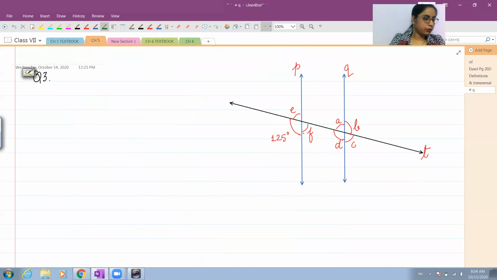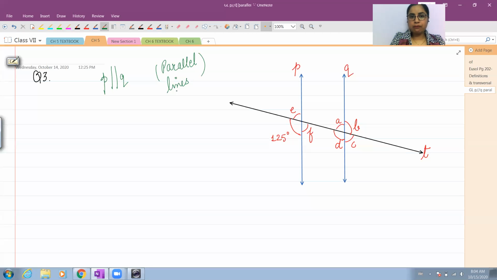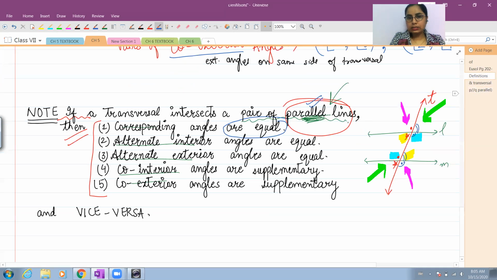So this is your figure for question number 3, and in this figure they are saying that P is parallel to Q. We have parallel lines. If we have parallel lines, we will be using the note that we had written in the definitions. This is the note. I have parallel lines. Now I can use these numbers 1, 2, 3, 4, 5, which I've written here. All 5 can be used in question number 3.